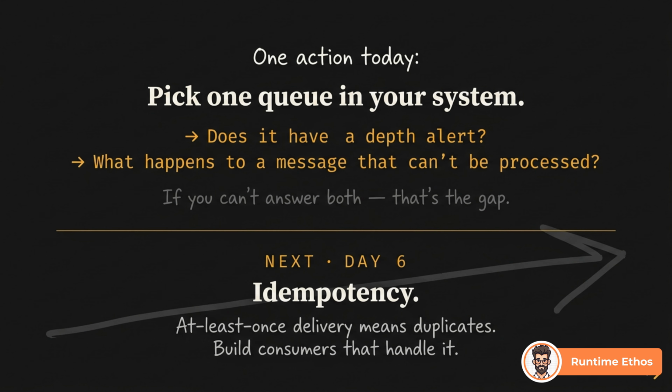Next up, day 6, idempotency. At least once delivery is the guarantee queues give you. But at least once means your consumer will see the same message more than once. Day 6 is about building consumers that can handle that safely.